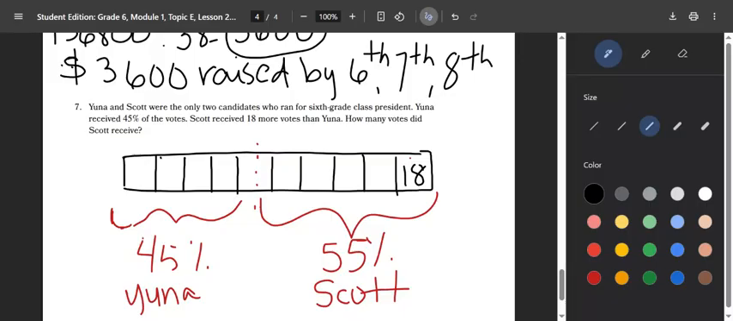Because if we eliminate that one unit, they both have the same amount. 1, 2, 3, 4.5, and Una has 1, 2, 3, 4.5. So the extra amount of votes Scott has equals his extra unit. So that means that 18 goes in each one of these units. All right, so the unit value is 18.